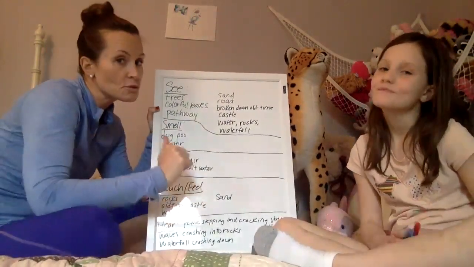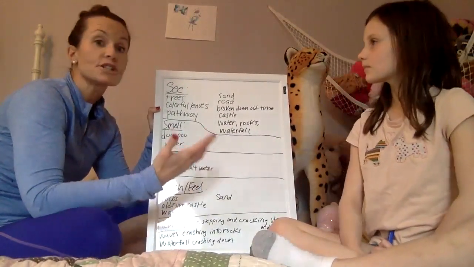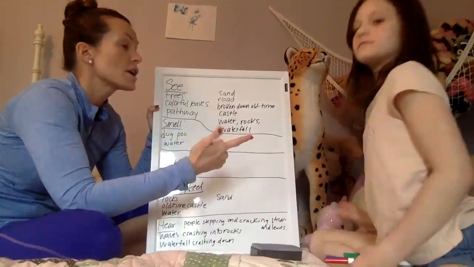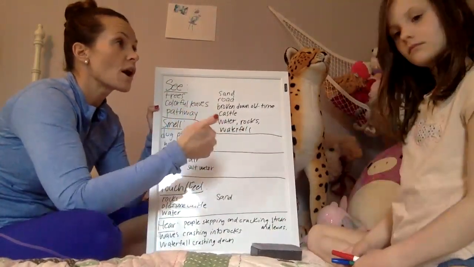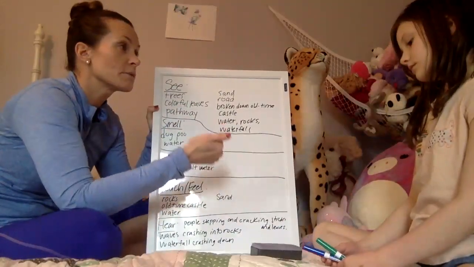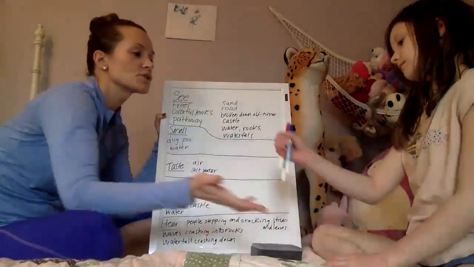So let's think of a way to start our story, okay? We need to start our story by establishing our setting and our characters. So you already said your setting was that you were on a hike. Do you remember where we were? We were at Soap Creek. So I'm going to write that down. What color should I use, Madison?